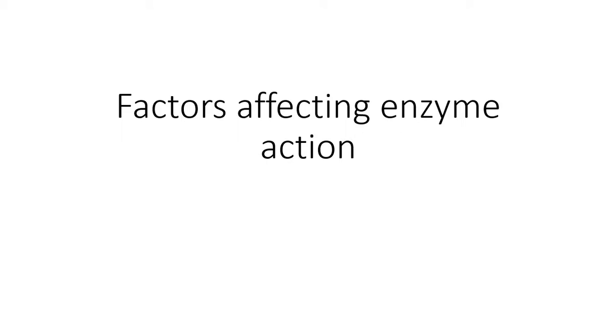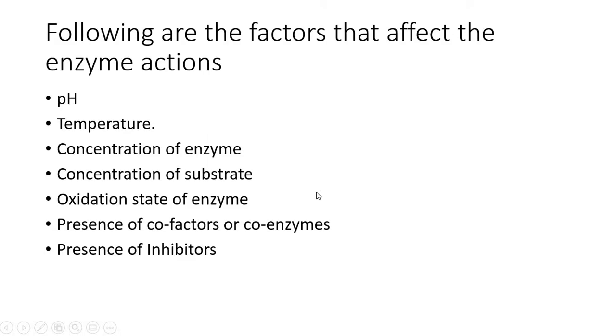Hello friends. So today I'm going to discuss the different factors that affect enzyme action. Eventually, those factors affect the rate of the enzyme catalyzed reaction. So the various factors which I'm going to discuss are pH, temperature, concentration of enzyme, concentration of substrate, oxidation state of enzyme, presence of cofactors or coenzymes, and lastly the presence of inhibitors.